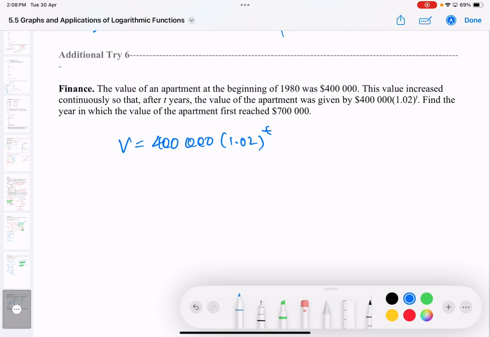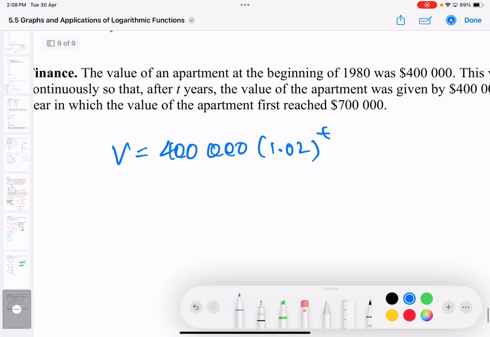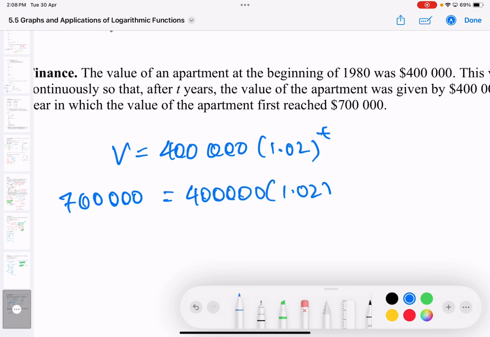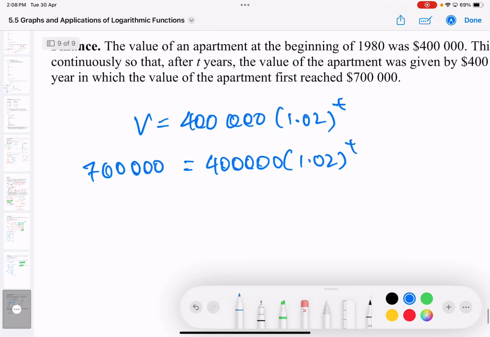Okay, so what should I do first? Let's ask the confused girl. Katie, what's my very first step? Yes, correct. Substitute: 700,000 equals 400,000 times 1.02 to the power of t. I'll help you out on the second step. I divide both sides by 400,000, so I'll get 7 over 4 equals 1.02 to the power of t.